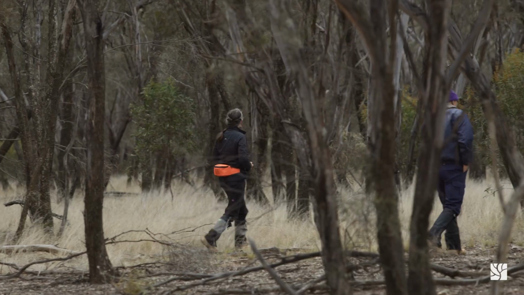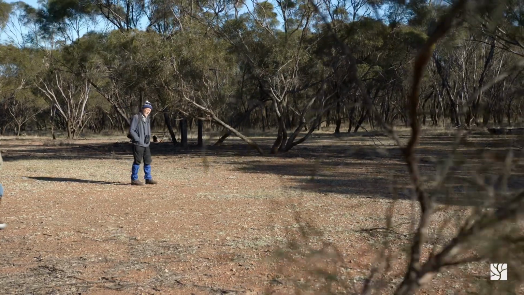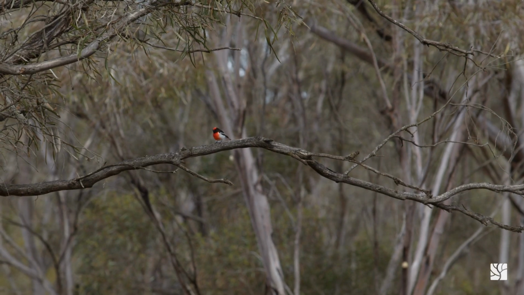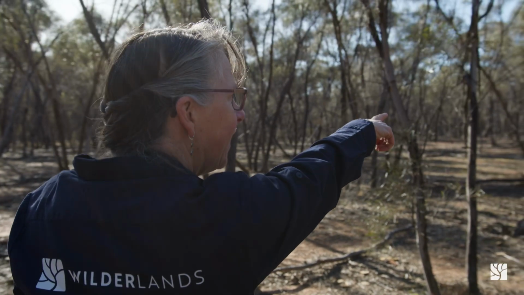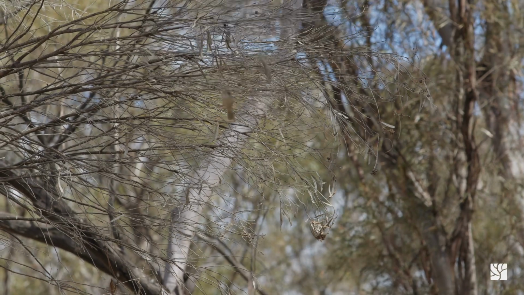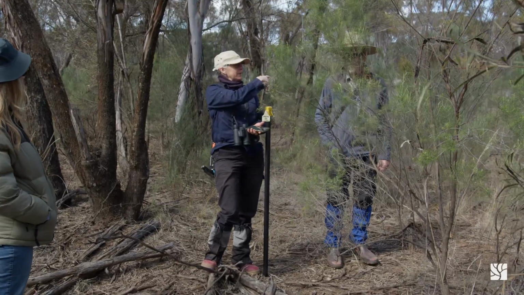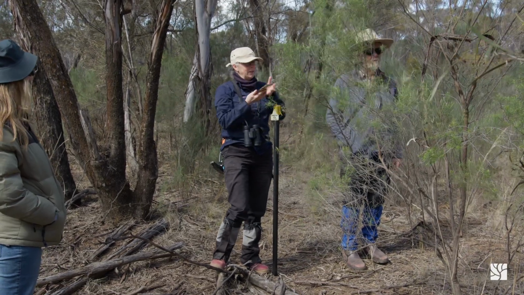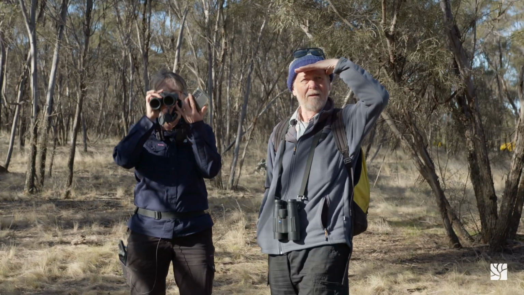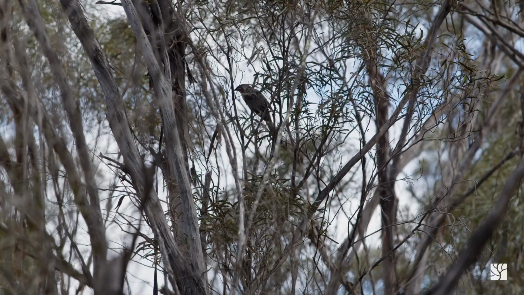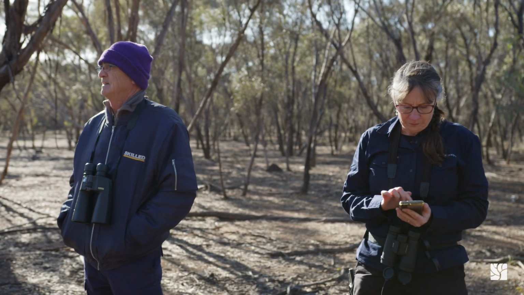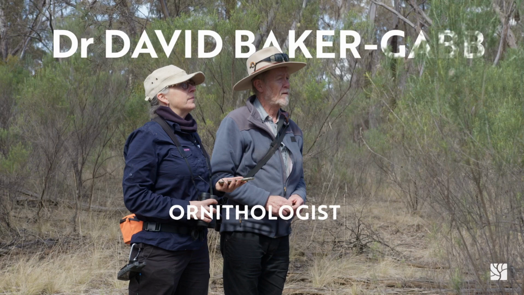So some of the monitoring that we do with Wilderlands is actually our bird surveys, and we do these twice a year in winter and spring, and that's to capture any migratory species that we might have coming through this part of Australia. Spreading out 100 metres this way, 200 metres that way. The methodology that we use is actually a 2 hectare, 20-minute survey. And so we come to our monitoring site and we survey for 20 minutes and we capture all the birds, not only the ones that we're seeing, but also what we're hearing as well, and any birds that fly over.